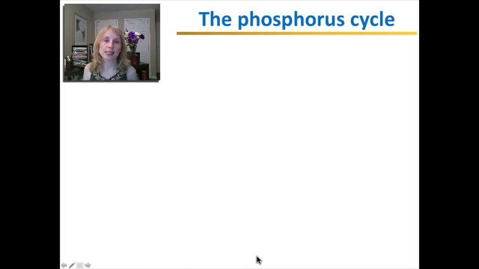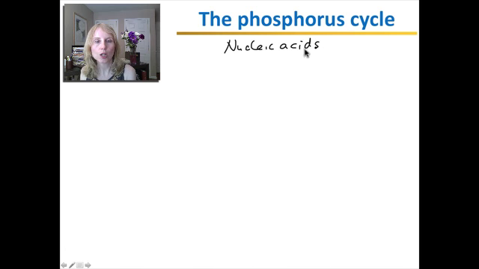Our next nutrient cycle is the phosphorus cycle. Why do we need phosphorus? Well, phosphorus is a component of your nucleic acids. So it's a big component of nucleic acids, of DNA and RNA. It's also present in phospholipids, which you might remember make up the cell membrane.